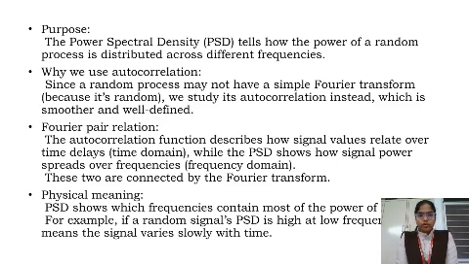Why do we use autocorrelation? A random process may not have a simple Fourier transform because it is random. We study its autocorrelation instead, which is smoother and well-defined. Fourier pair relation: the autocorrelation function describes how signal values relate over time delays, that is, the time domain, while the PSD shows how signal power spreads over frequencies, the frequency domain. These two are connected by the Fourier transform.